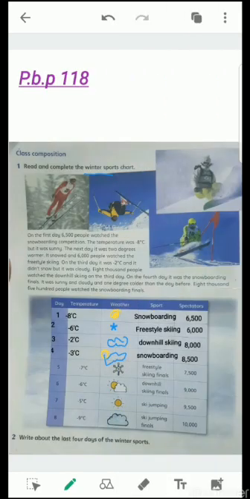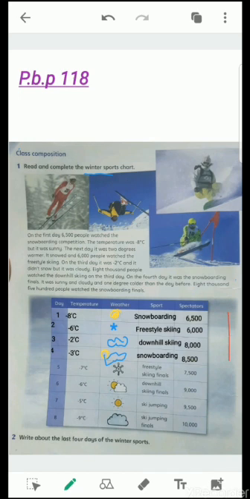First, let's start with the pupil book, page 118. We have pictures. These pictures show you the extreme winter sports, okay? Extreme winter sports الرياضات الشتوية. And we have a paragraph, information paragraph, فقرة مليئة بالمعلومات. What shall we do? We shall read the information in this paragraph, elicit the most ideas, the most information, and write them down in the chart.